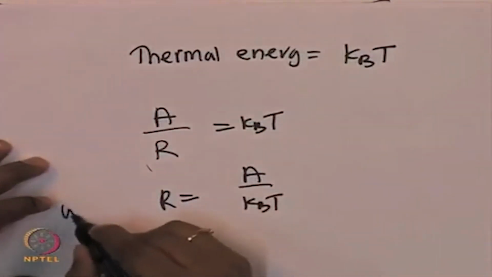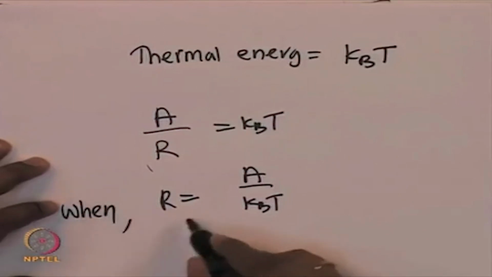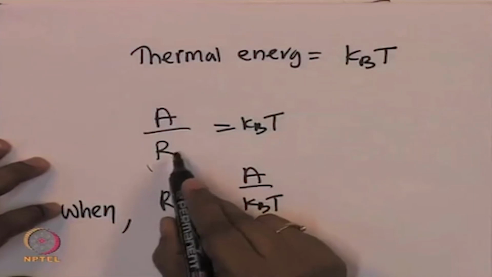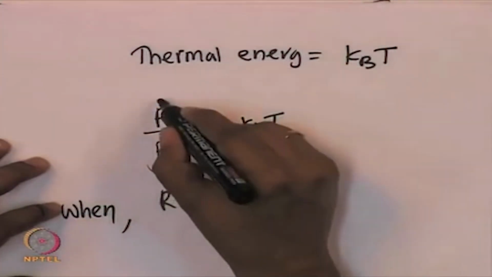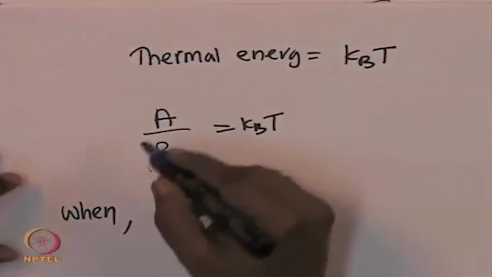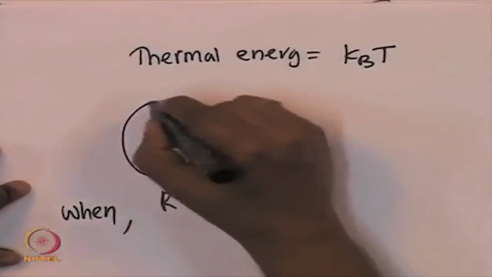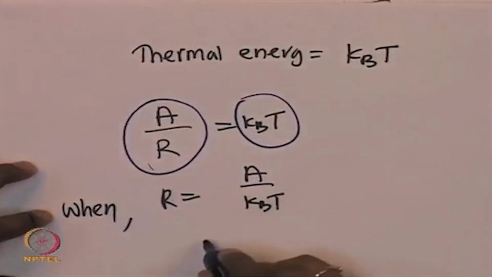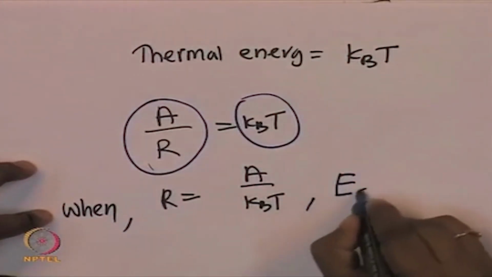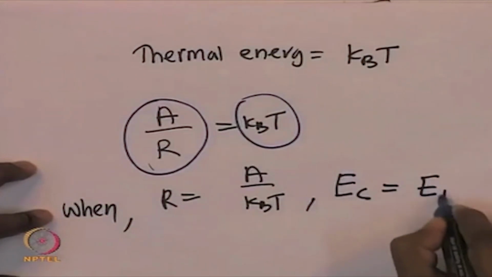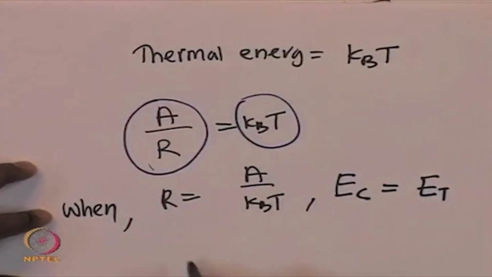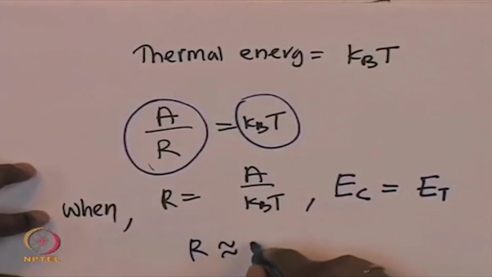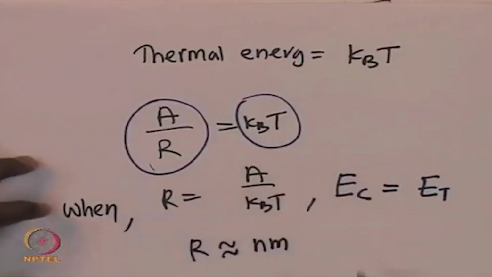So, if you substitute R equal to A by kBT, these two will be equal. This is basically Coulomb energy, and this is thermal energy. So, when R is equal to A by kBT, Coulomb energy is equal to thermal energy. Now it turns out that this R is of the order of a nanometer.